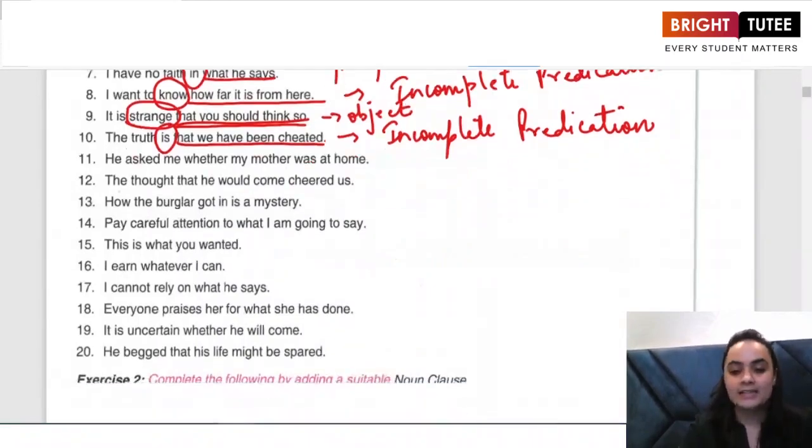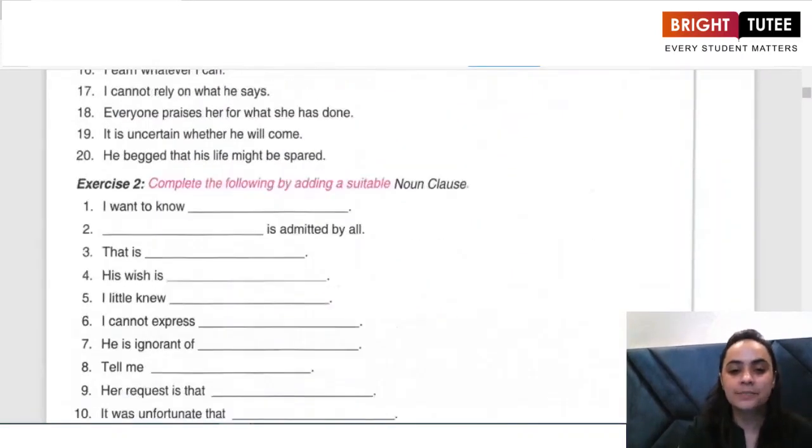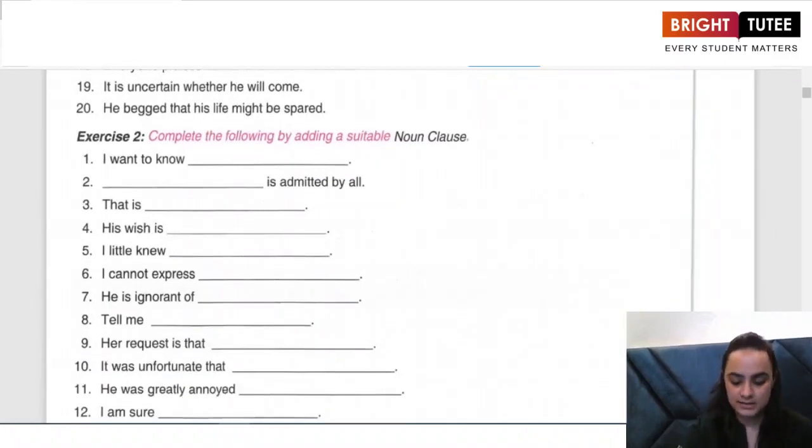Okay. Let us look at the second exercise. You are given the sentences and you have to complete them using a suitable noun clause. I'll just do the first 5 of them because there are multiple ways in which you can fill these sentences. I want to know. What do you want to know? I want to know, let's say, what is the time?